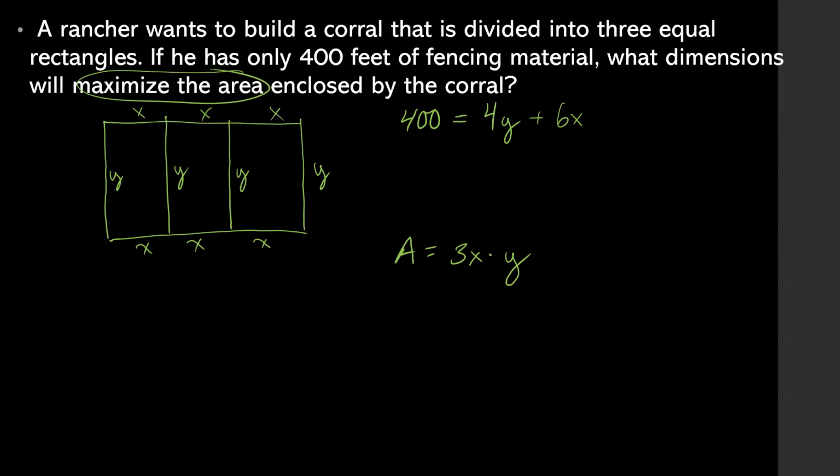So you have your choice. Do you want to solve for x or solve for y? Neither one's great. Neither one's horrible. So I guess, I don't know. For some reason, I like x's better. So 400 minus 6x divided by 4 is equal to y. And the area is going to be 3x times that. I'm sure from there you can distribute and find the derivative.